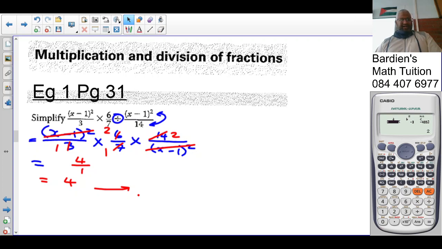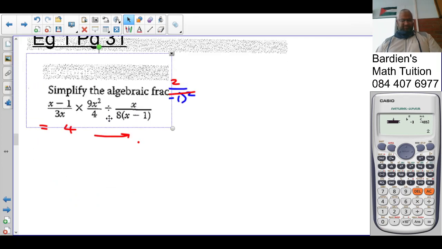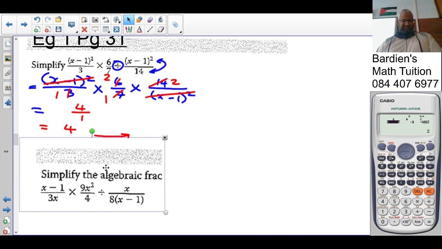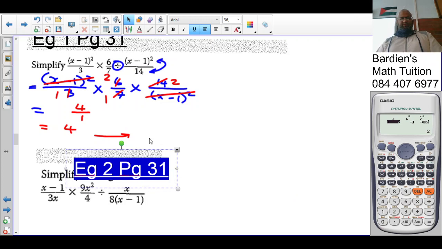They say simplify the algebraic expression assuming all denominators are non-zero. We spoke about that yesterday, no? I'm not going to repeat myself again, okay? Why can't the denominator be zero? You forgot? Otherwise the sum will come to be undefined, okay?